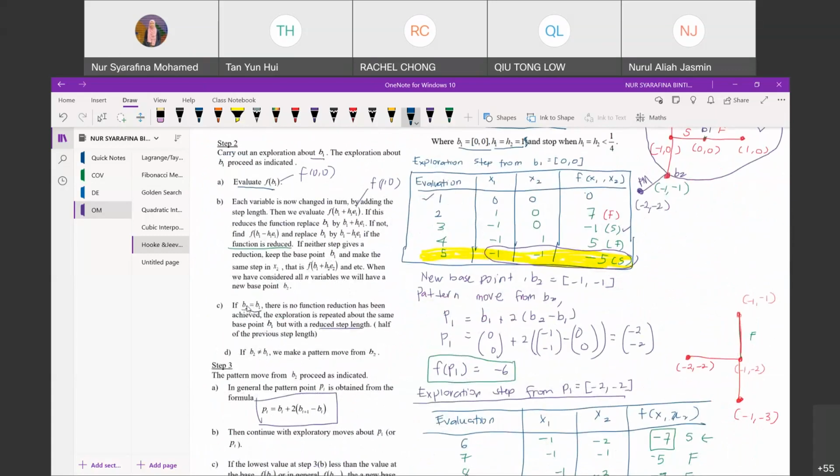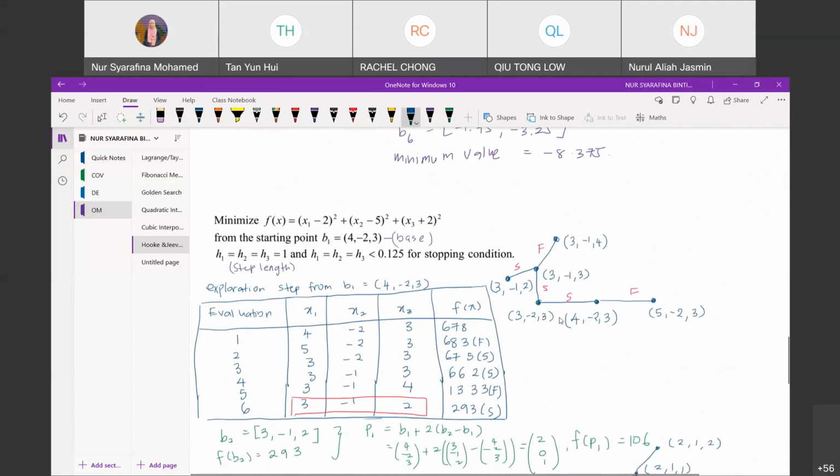Right? If B2 equals B1, there is no function reduction. No function reduction means it has failed. Then what we do is reduce the step length. And if your pattern move gives the same value as the base point, then start the exploration again from your base point, just like we did in our previous example.